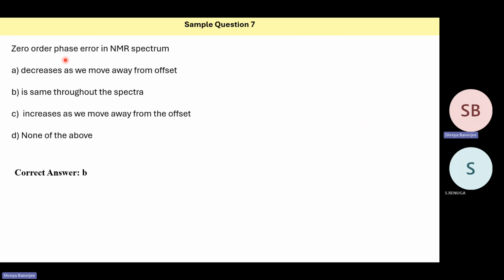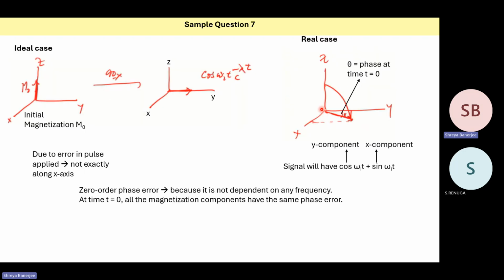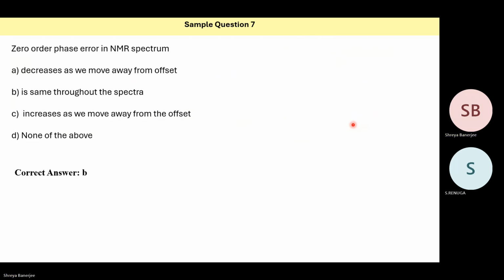So that is what this question is asking, that the zero order phase error is the same throughout the spectra, meaning that the zero order phase error is the same for all the spins. So it is option B.